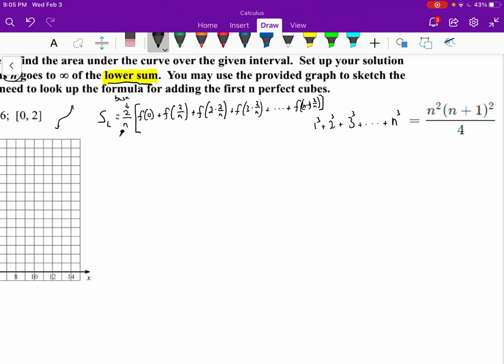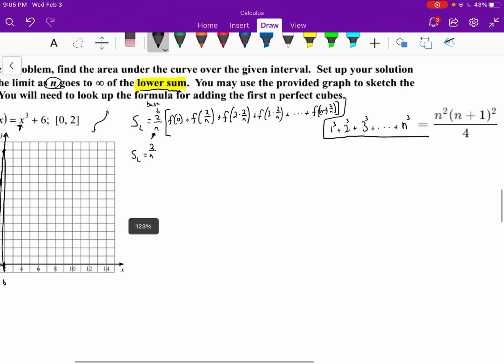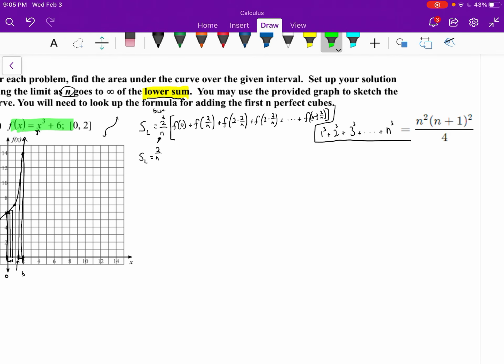All right, so now we're going to plug in those values. We'll try to go below the sum here. So our sum is 2 over n, and we're going to plug into our function. Our function is right here, so we're just going to plug those values in to x cubed plus 6. So f of 0 is going to be 0 cubed plus 6. And then f of 2 over n is going to be 2 over n cubed plus 6. And then we're going to go over 2 over n's. So that's going to be 2 times 2 over n cubed plus 6.